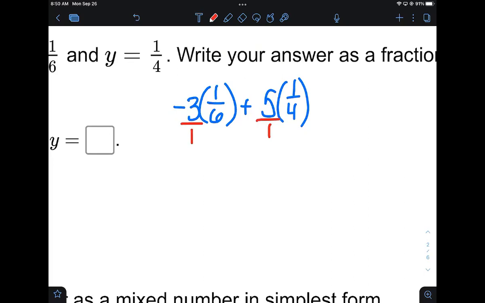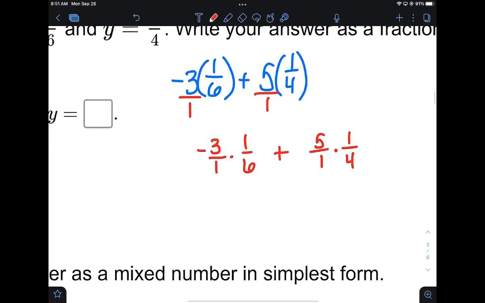So by writing 5 over 1, I haven't changed its value, but I have technically turned it into an improper fraction. Now, that could look really confusing if I'm supposed to multiply that. So if you want to, you could go ahead and just say negative 3 over 1 times 1/6, plus 5 over 1 times 1/4. That probably looks a little bit nicer for us.